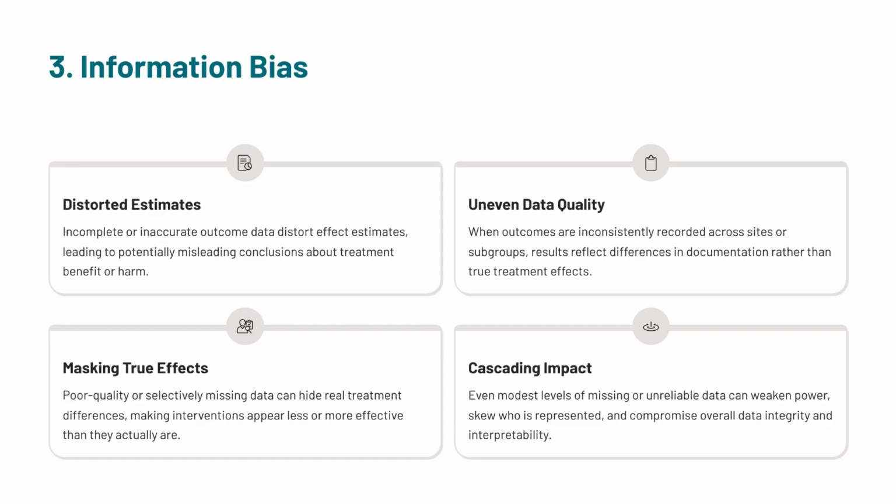Second is uneven data quality. Differential surveillance or care-seeking behaviors between groups can then produce group-specific detection bias that might inflate or deflate event rates for reasons unrelated to the treatment. In those cases, results start to reflect data quality rather than the true treatment effect. Finally, even small gaps can cascade through a trial, reducing power, altering who's represented, and ultimately eroding the accuracy and credibility of the conclusions. That's why preventing and properly handling missing data is so critical to maintaining internal validity.